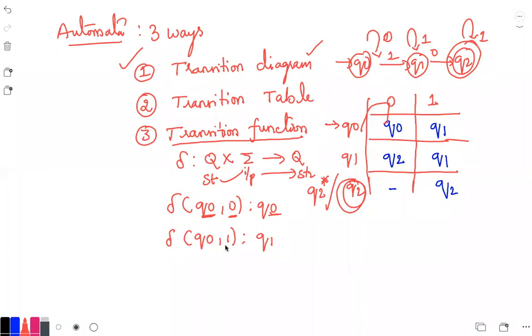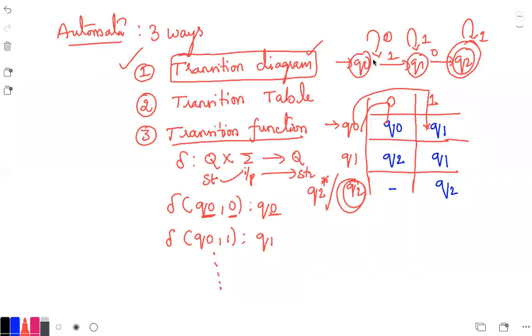So delta of Q0 comma 1. From state Q0, if you take the input 1, what is the state you are reaching? Q1. Okay, so the same continues. So these are the three ways of writing an automata. If the examiner asks you to choose one particular notation, write that one. If it is not specified, by default, go with the transition diagram.